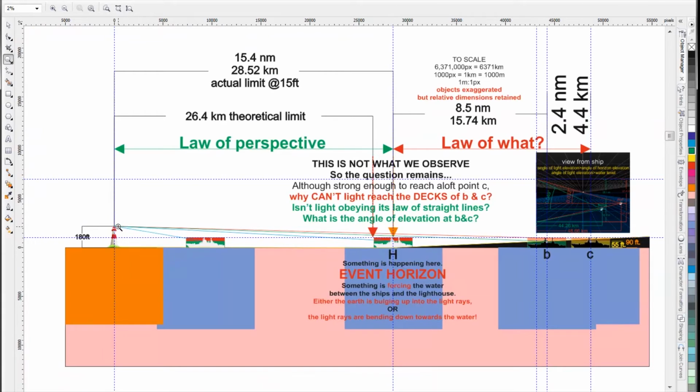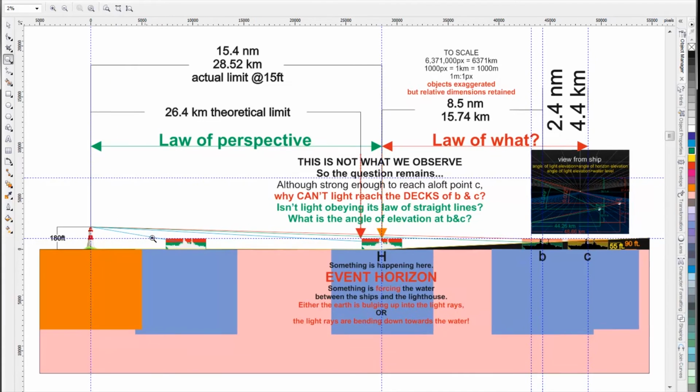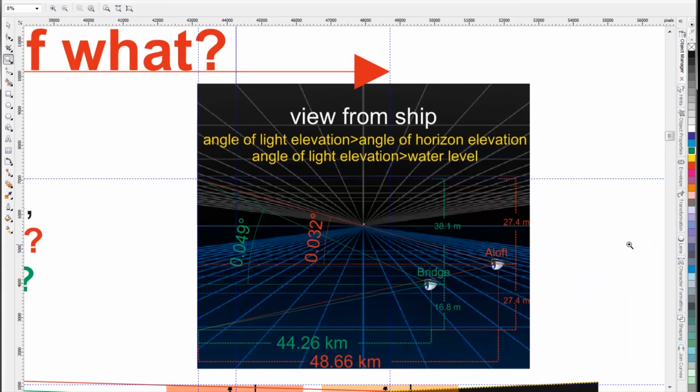So if we draw straight lines indicating the straight light paths from the light source to each part of the ship, to the bridge, and aloft, we see that the light rays, all of them, have positive elevation angles. They're all above sea level, as we see here. So we have the bridge and we have the observer aloft, the distances from the light source and the elevations of each point.